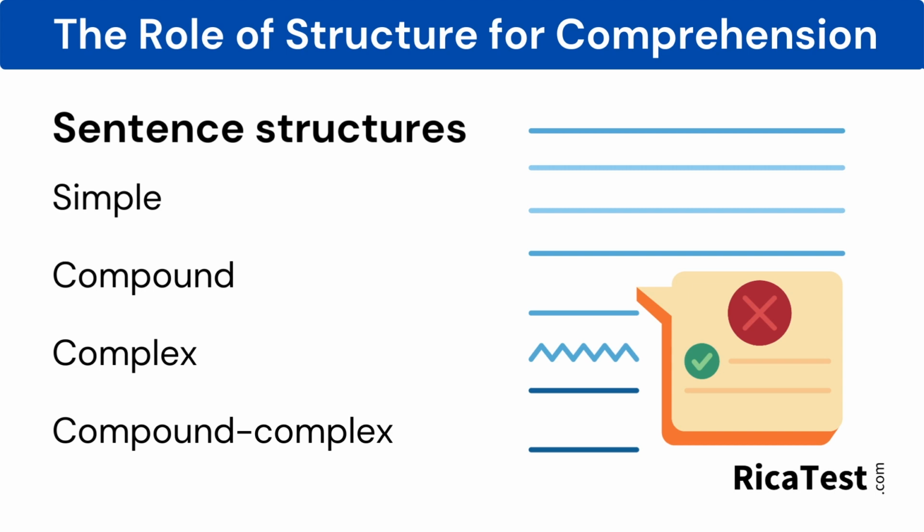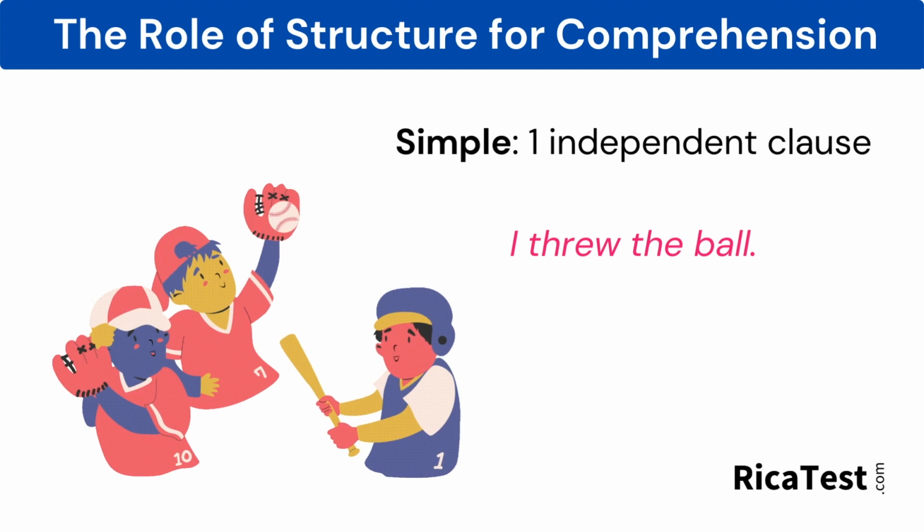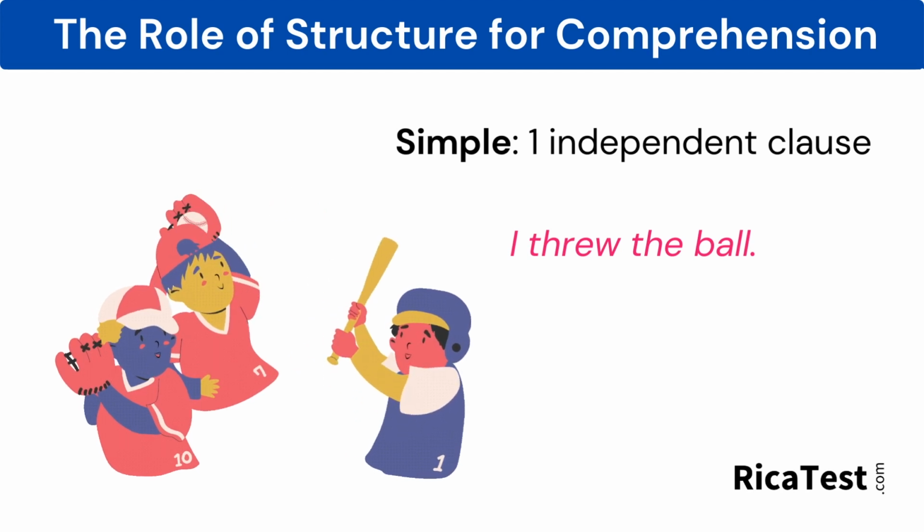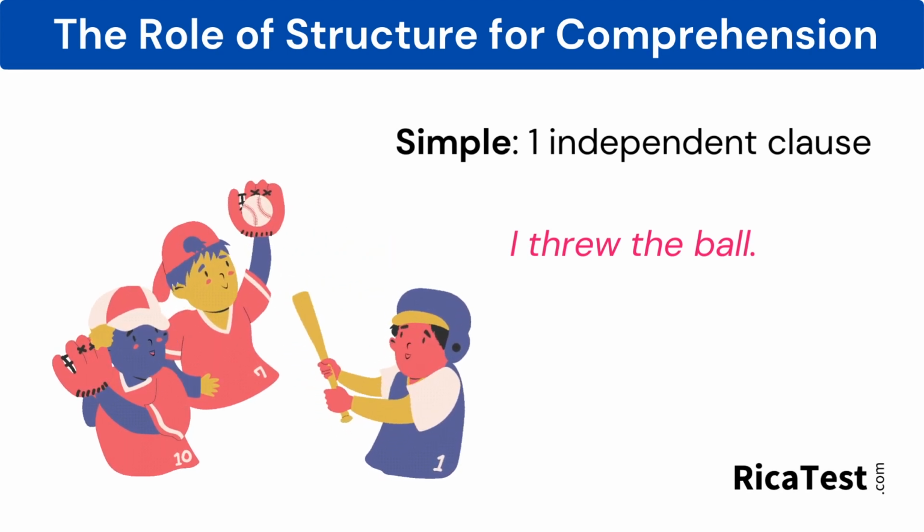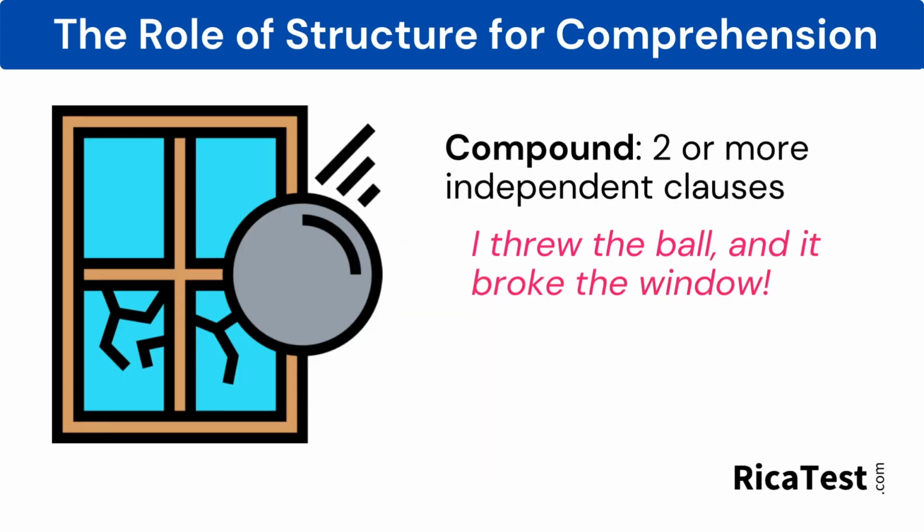To provide a refresher, you will want to know the following types of sentence structures for your test. We have simple, compound, complex, and compound complex. A simple sentence structure has one independent clause. For example, I threw the ball. A compound sentence has two or more independent clauses. For example, I threw the ball, and it broke the window.